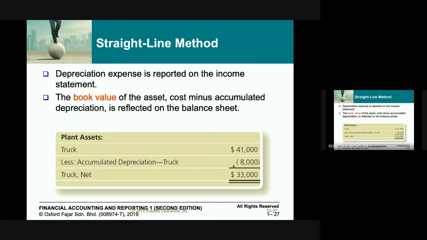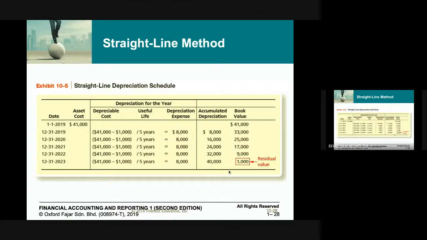The book value of the asset, which is the cost minus accumulated depreciation, is what we call net book value, and it is reflected on the balance sheet. So you must always show your asset minus your accumulated depreciation in your balance sheet. Straight line depreciation schedule: straight line means that every year is the same value.